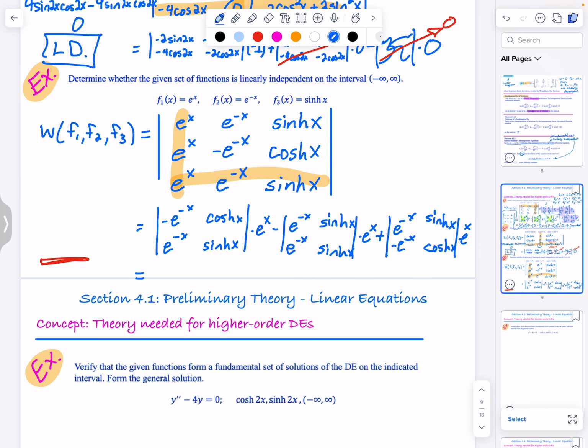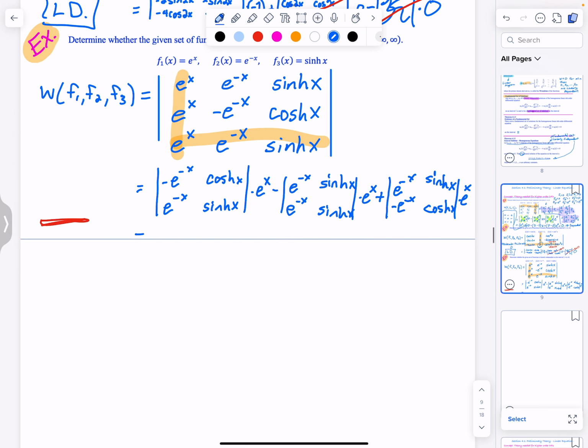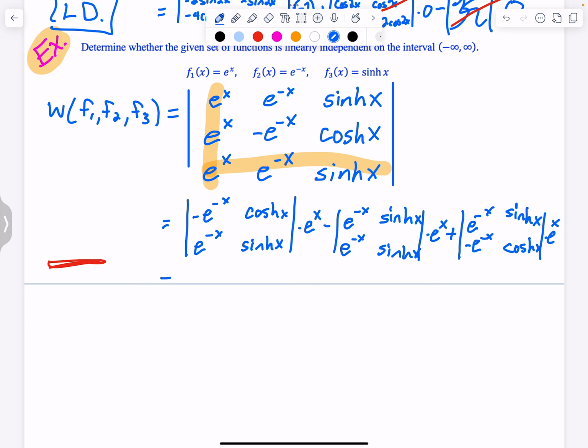All right, I'm going to add a page so I don't feel cramped. If it'll let me. Okay, so going over here to make sure I have plenty of room.